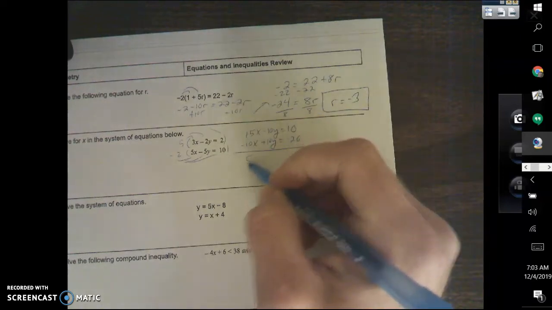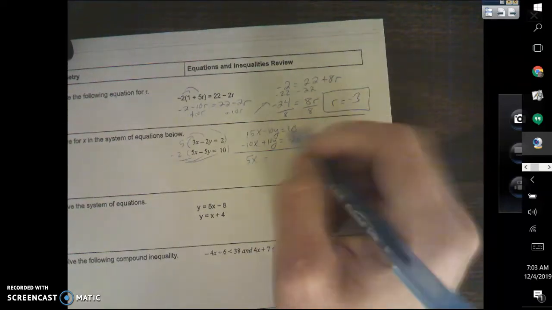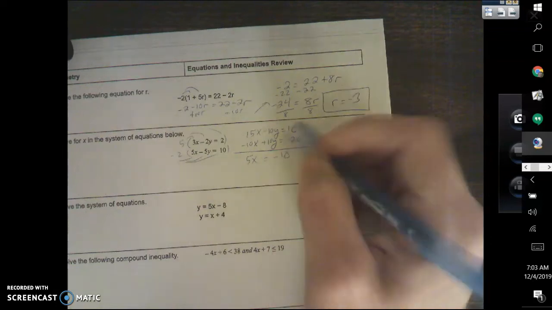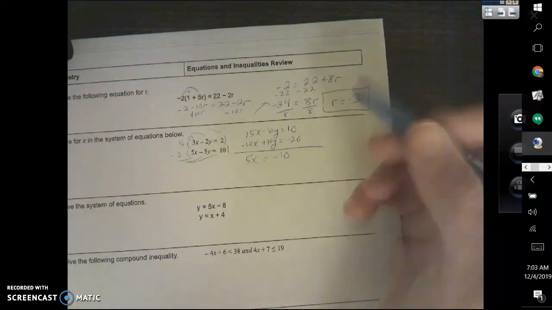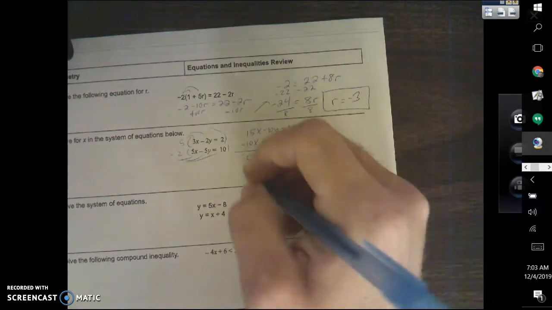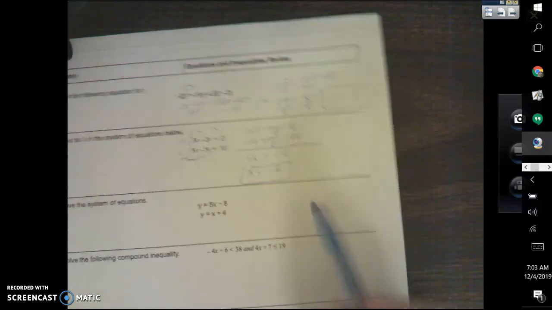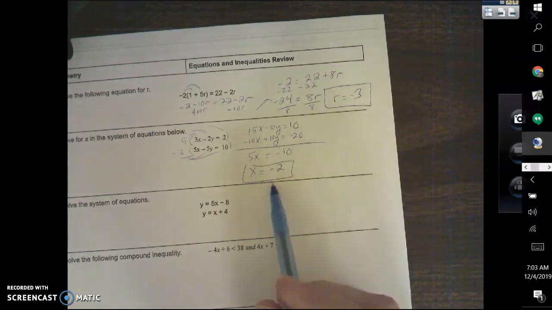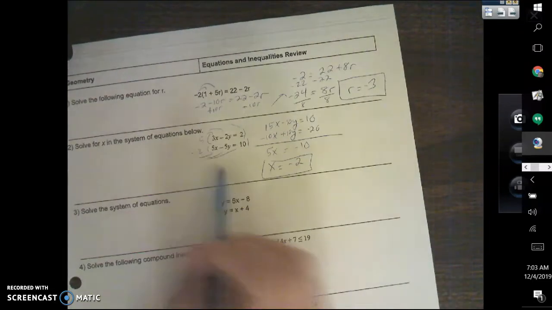Alright, so that gives me 5x. 10 minus 20 gives you -10. I got rid of the y's because -10y plus 10y is 0. If I divide by 5, x equals -2. Cool. So, very good. If I plug this back in, I'm going to go with the top one.